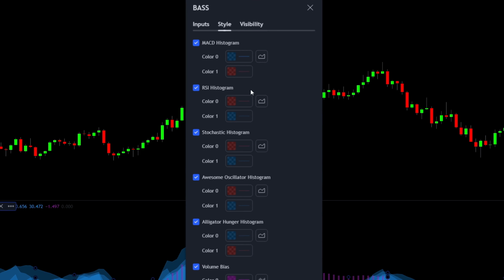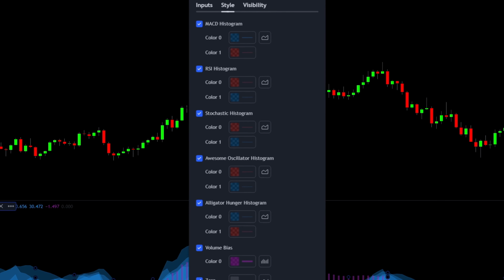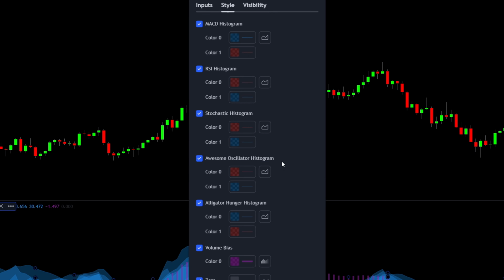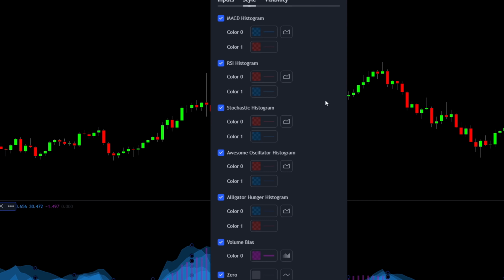As for the style tab here, this one is optional. You can change the colors of everything and how they look. You can, for example, change them to lines instead of histograms. So guys, if you want to, you can of course also change how the indicator looks like, but I think the standard colors here are pretty pleasant. So now guys, we're ready to go down here and press OK.